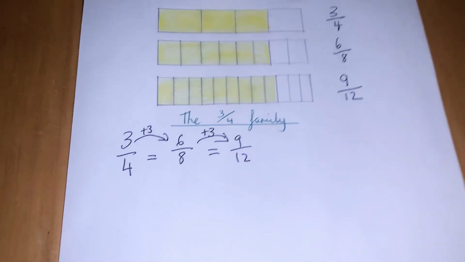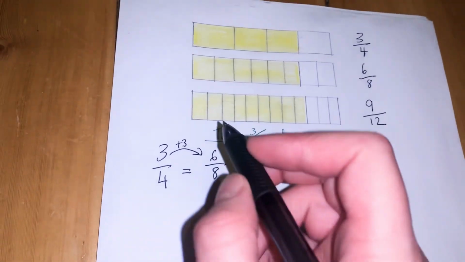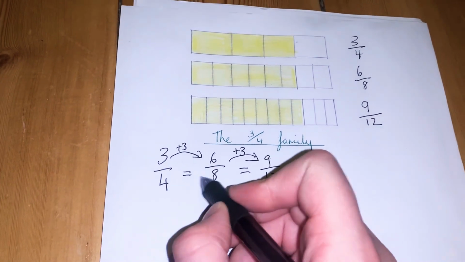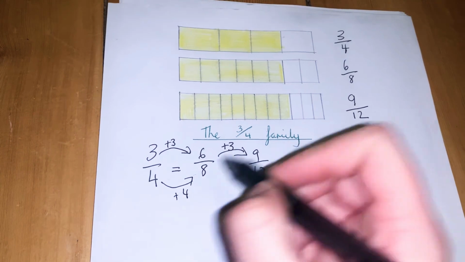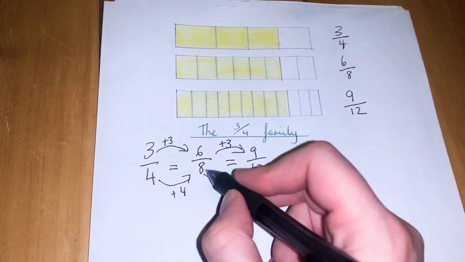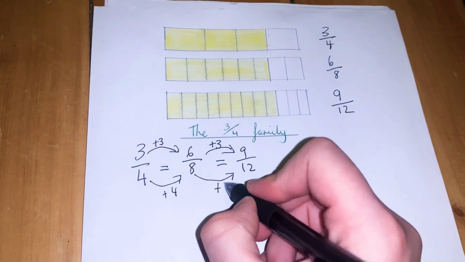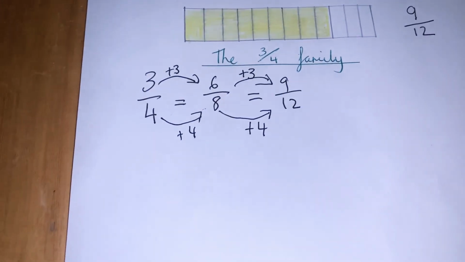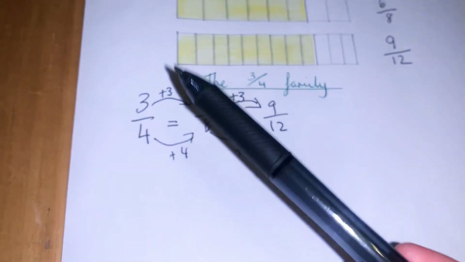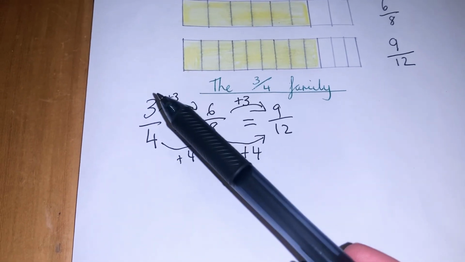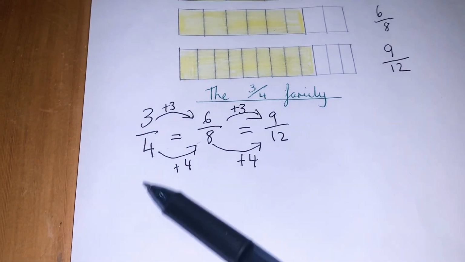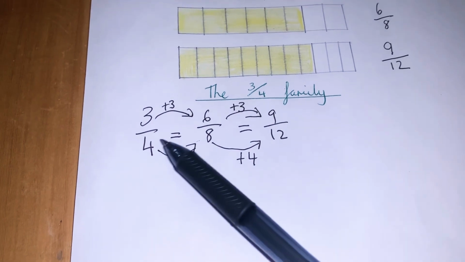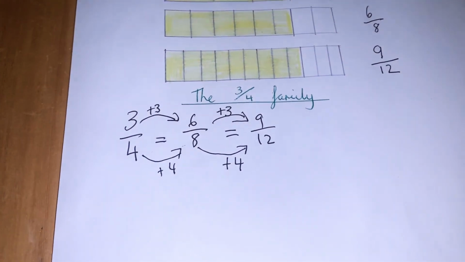Look at the bottom now. So we've got 4. How do we get from 4 to 8? 4 plus 4 gives me 8. How do I get from 8 to 12? 8 plus 4 gives me 12. See the pattern? So the number here on top, which is 3, we're adding on 3 each time. Our denominator, the bottom number, is 4, and we're adding on 4 each time.